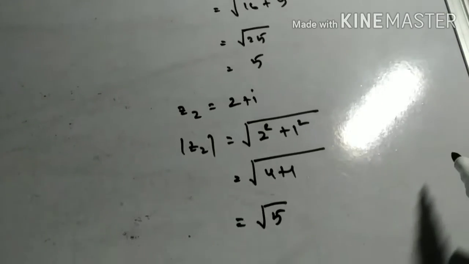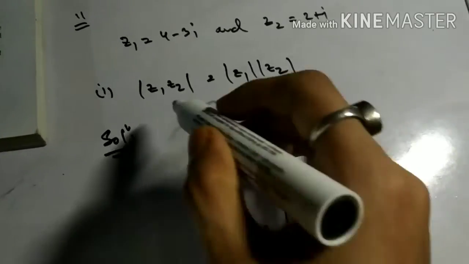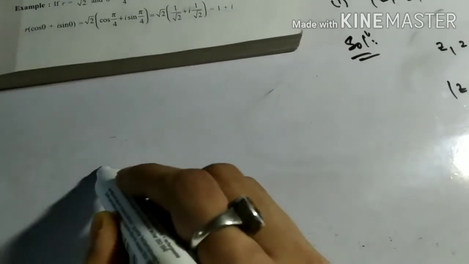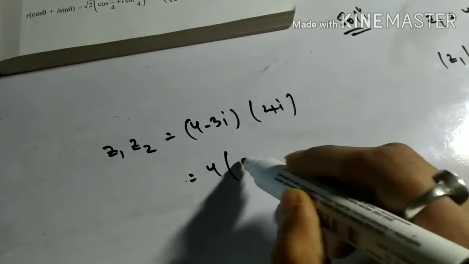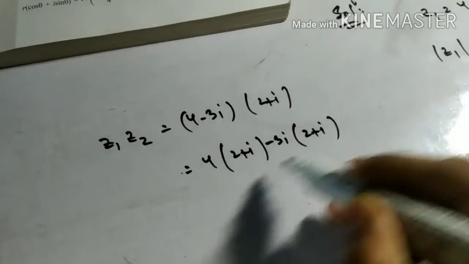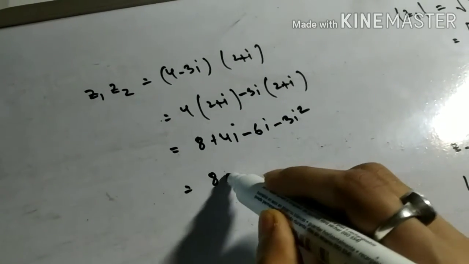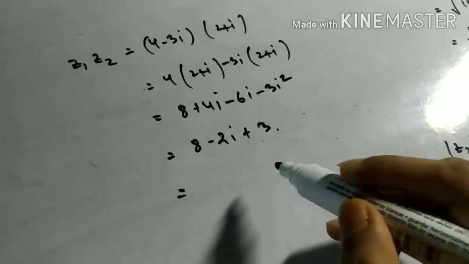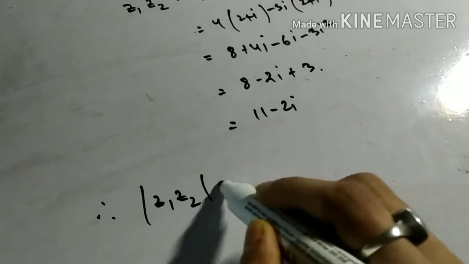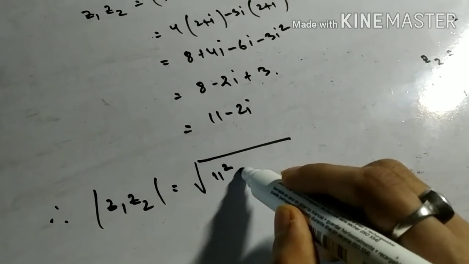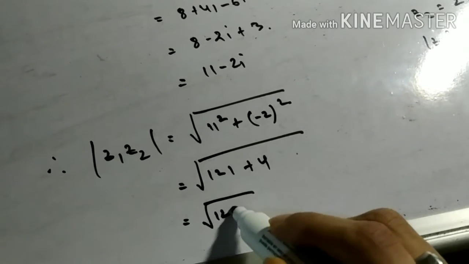So modulus z1 you got, modulus z2 you got. Now we will find out z1 into z2, which will be (4 minus 3i) into (2 plus i). 4 times 2 is 8, plus 4i minus 6i minus 3i squared. So 8 minus 2i plus 3, which becomes 11 minus 2i. Therefore modulus z1 z2 is root over 11 squared plus (minus 2) the whole squared. This will be 121 plus 4, so root over 125.